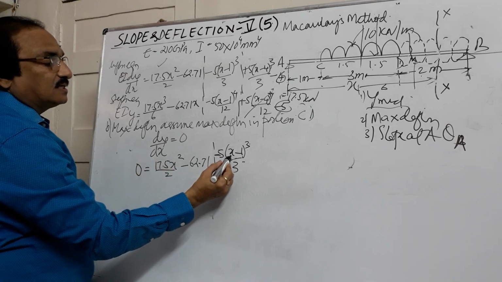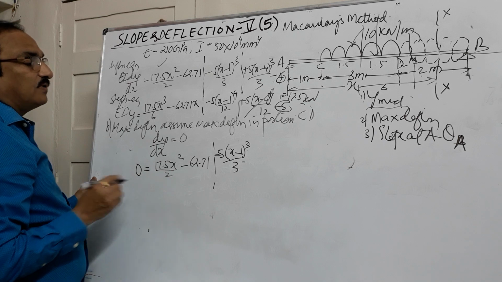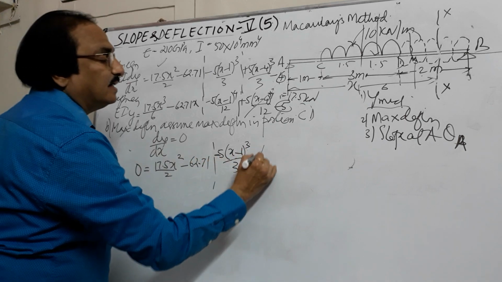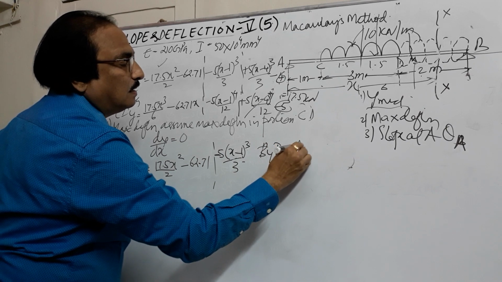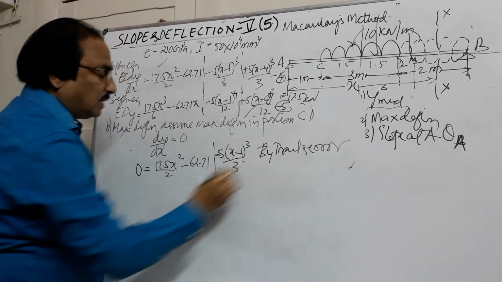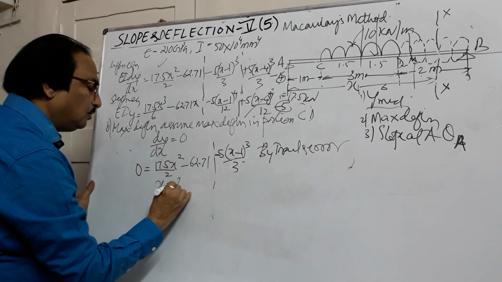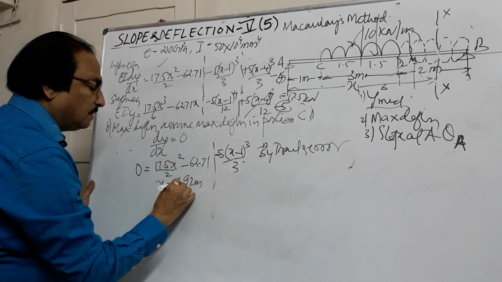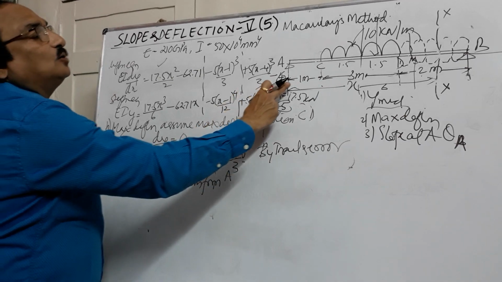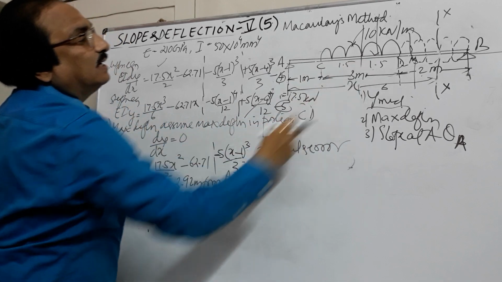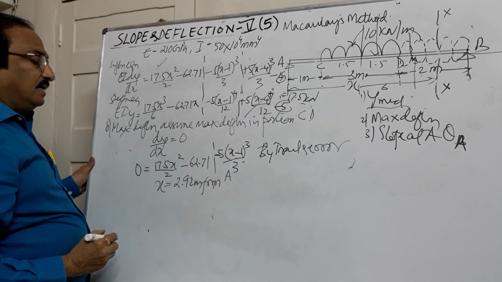Now if you see here, x is to the power of 3, so simplifying this equation will be very difficult. So you will have to do only trial and error. By trial and error, you get the value of x is equal to 2.92 meters from A, and 2.92 is lying between C and D only.